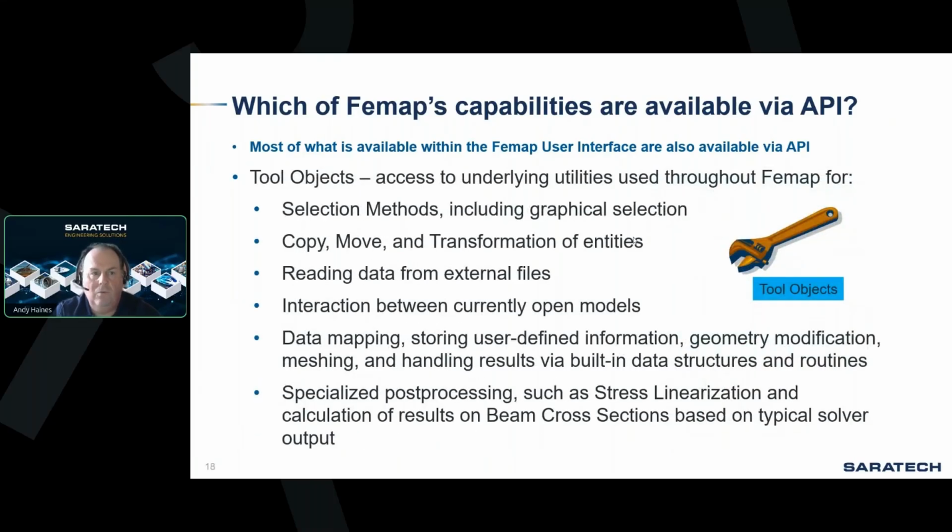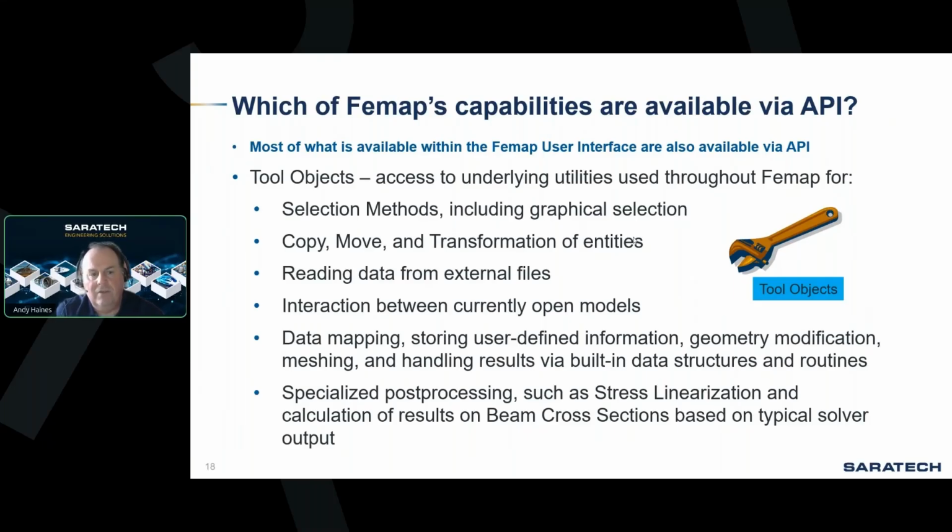Along with this, you also have tool objects. So all of Femap's selection methods basically are available through the set object, and we will go into that during the demonstration portion of this session. You know, the ability to copy, move, transform entities. Reading data from external files. So you just get access to be able to use Femap to do that. You can deal with interaction between currently open models. So if anybody's ever used the file merge command inside of Femap, you actually have programmatic access to that, which was a somewhat recent addition.